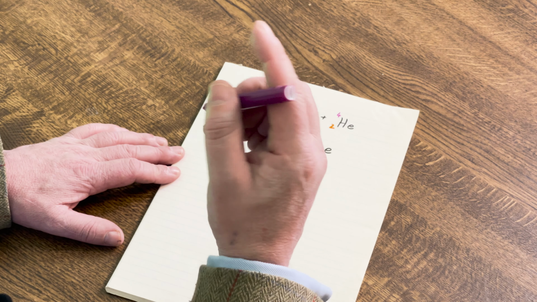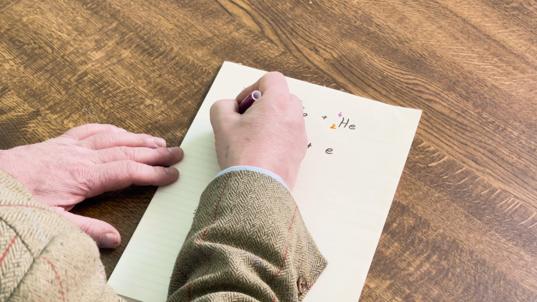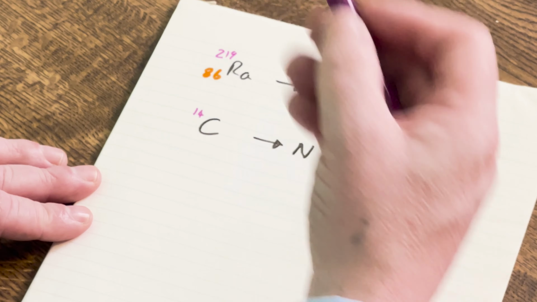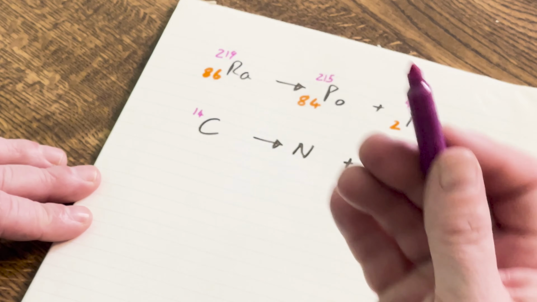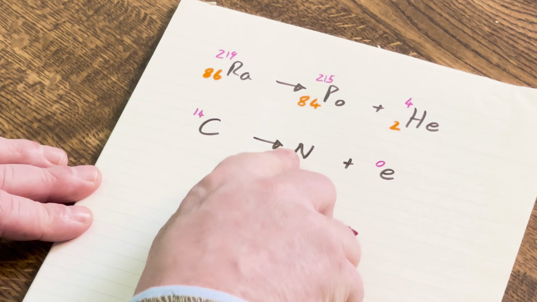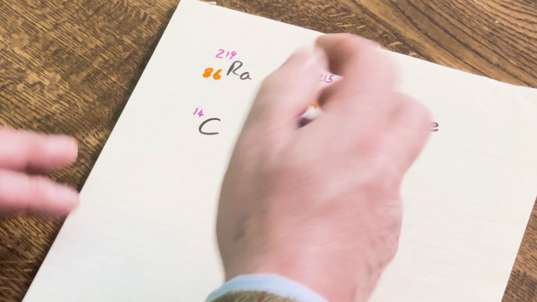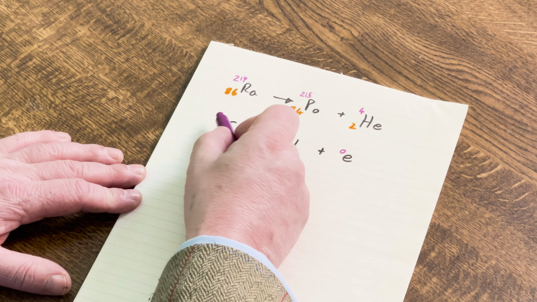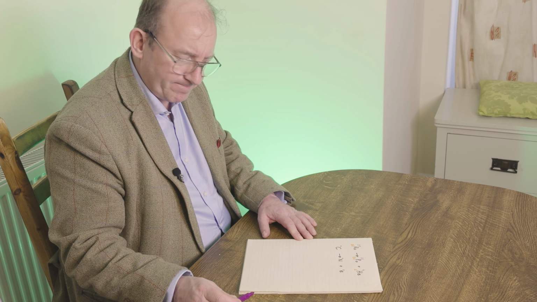I've just said it was carbon-14. The mass of an electron is tiny compared with the mass of a proton or a neutron, so it has a mass of 0. So what must the mass of the nitrogen be? Well, it must be 14 as well. So 14 add 0 gives us 14.